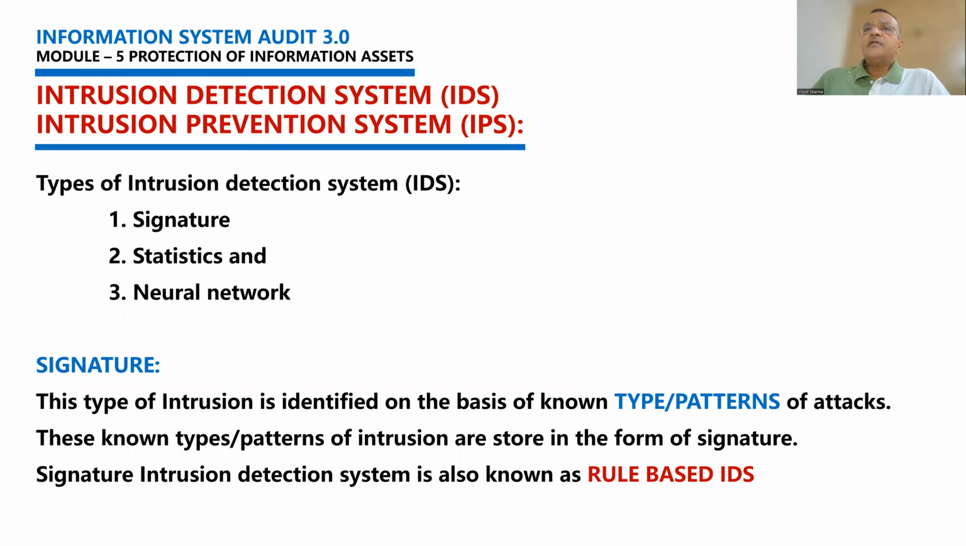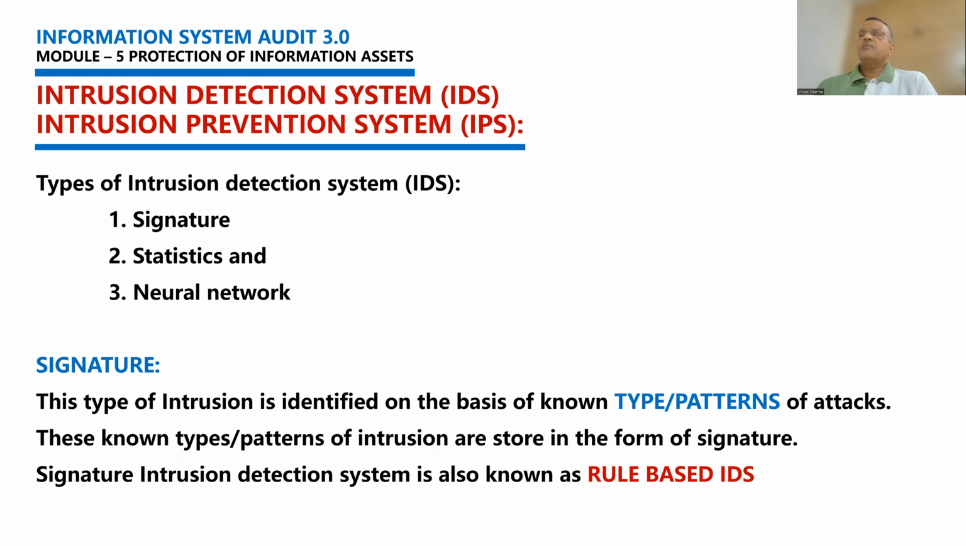Types of intrusion detection system, if you see from the examination point of view, can be three: signature, statistics, and neural network. Now, when you talk about the signature, I wanted to explain it with the help of an example, like, for example, our immune system.